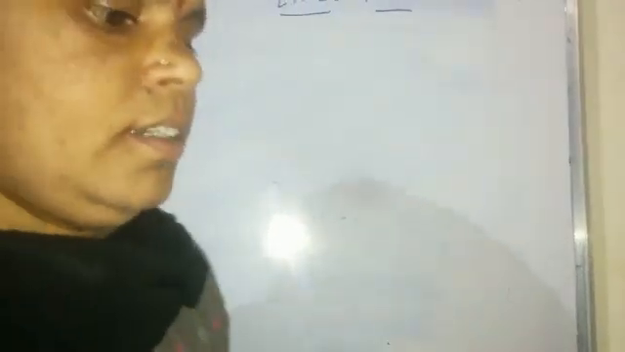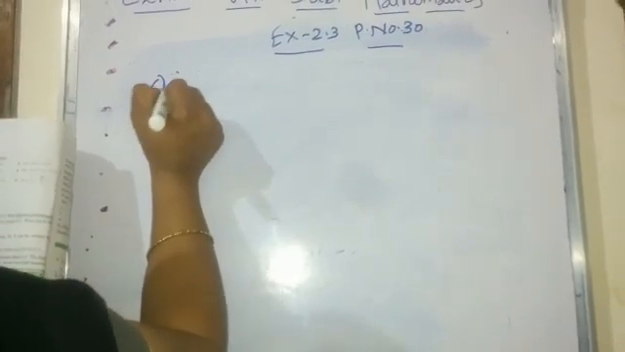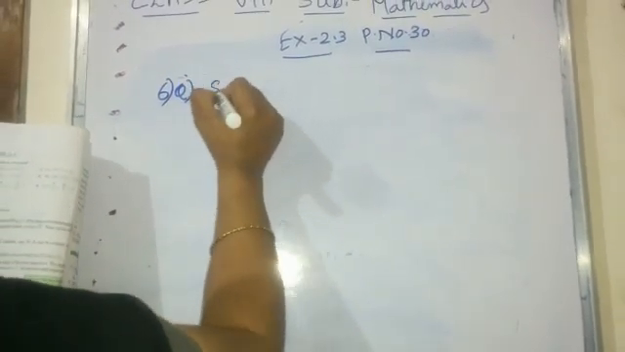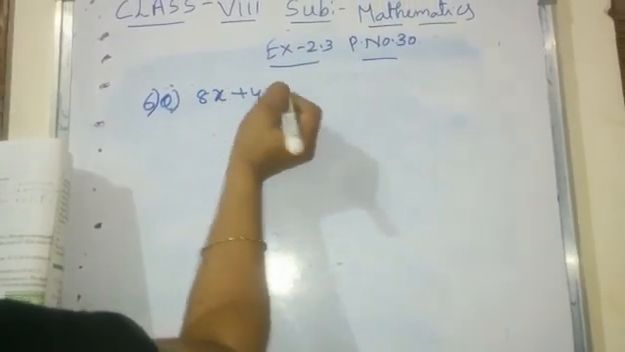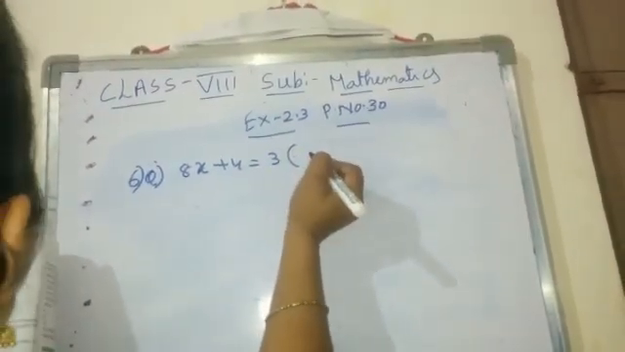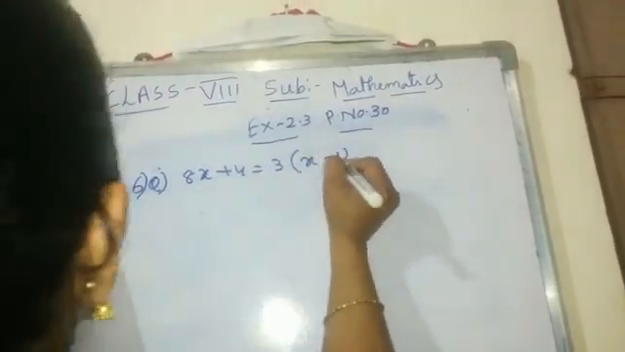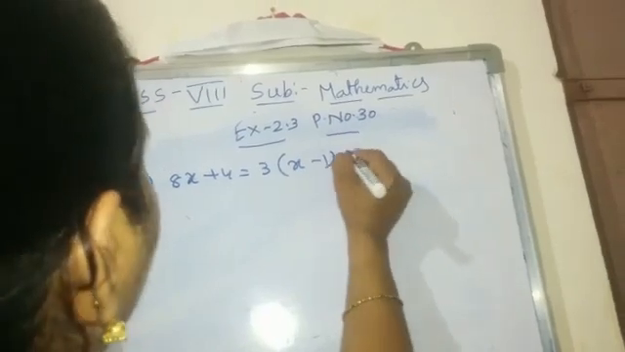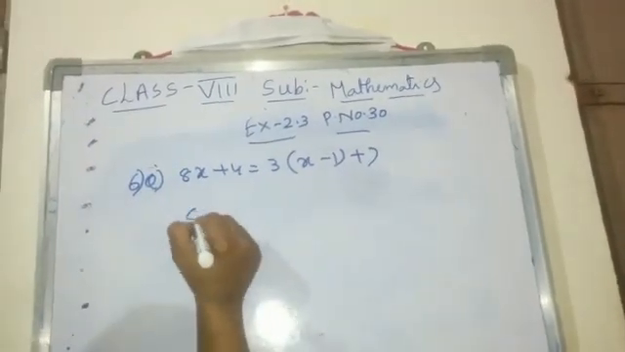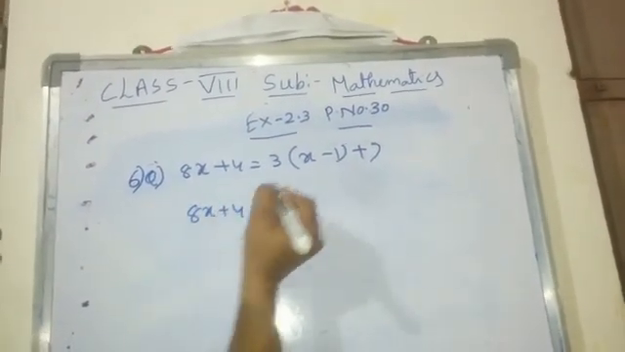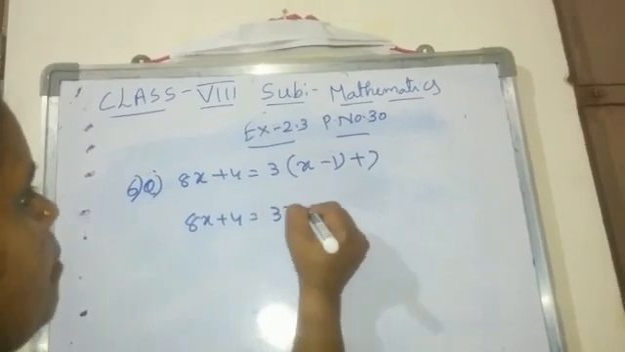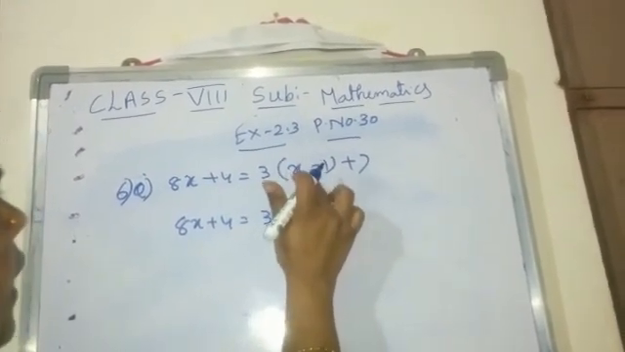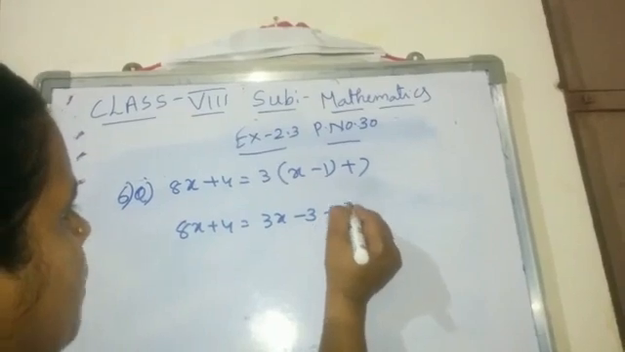Now sixth question. Now sixth one, copy down children. See sixth question. So 8x plus 4 is equal to 3 into x minus 1 plus 7. Now see children, 8x plus 4 is equal to 3x minus 3, multiply binomial by the monomial, plus 7.